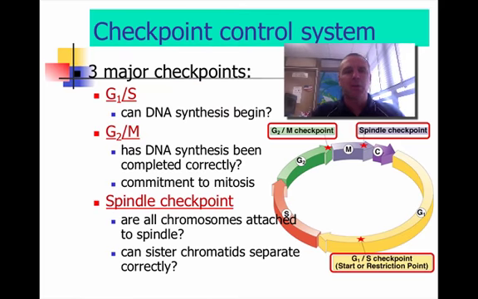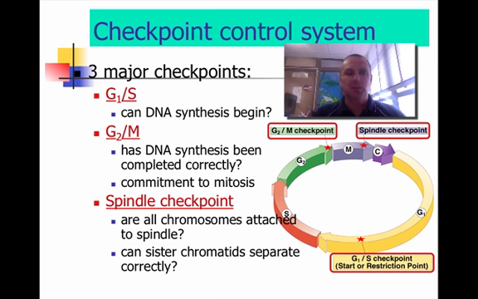Now, there are basically three major checkpoints: the G1 and S, the G2 and M, and the spindle checkpoint. The G1 and S checkpoint is between those two phases, and it basically checks to make sure DNA synthesis is ready to begin. Is everything there? Is it ready to begin? The G2 and M checkpoint is between G2 and the mitotic phase, when it actually goes through mitosis. This makes sure that DNA synthesis went correctly, that you had the right DNA made, and it's a full commitment that, yes, we're going to do mitosis.